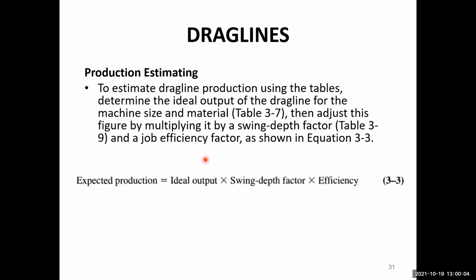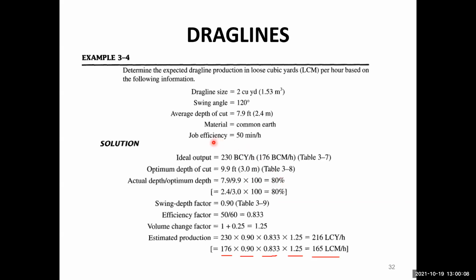So we calculated the ideal output and the swing depth factor. The job efficiency is 50 minutes per hour, 50 divided by 60, which is 0.833. So now we have 176, the ideal output in bank cubic meter, multiplied by the swing depth factor 0.9, multiplied by 0.833, the job efficiency. This gives the bank cubic meter, and we have to multiply it with 1.25, the 25% swell, to convert this volume into loose cubic meter per hour.